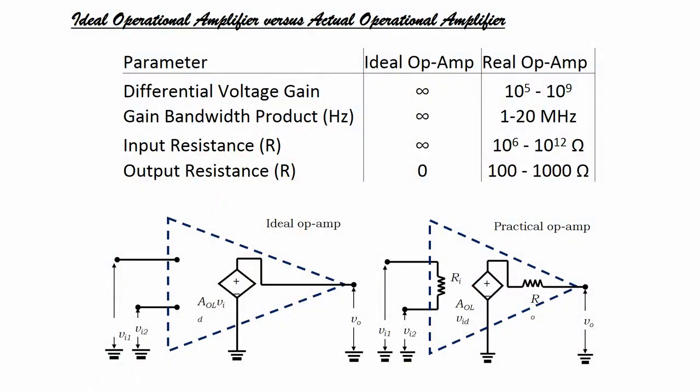If I go to the next slide, I will see that I have to compare the ideal op amp versus the real op amp. If you can focus back on the slide, we see the parameters written. Ideal op amp is there, and real op amp or practical op amp is there. That is what we were discussing. Differential voltage gain is infinite, gain bandwidth product is infinite, input resistance is infinite, output resistance is 0.